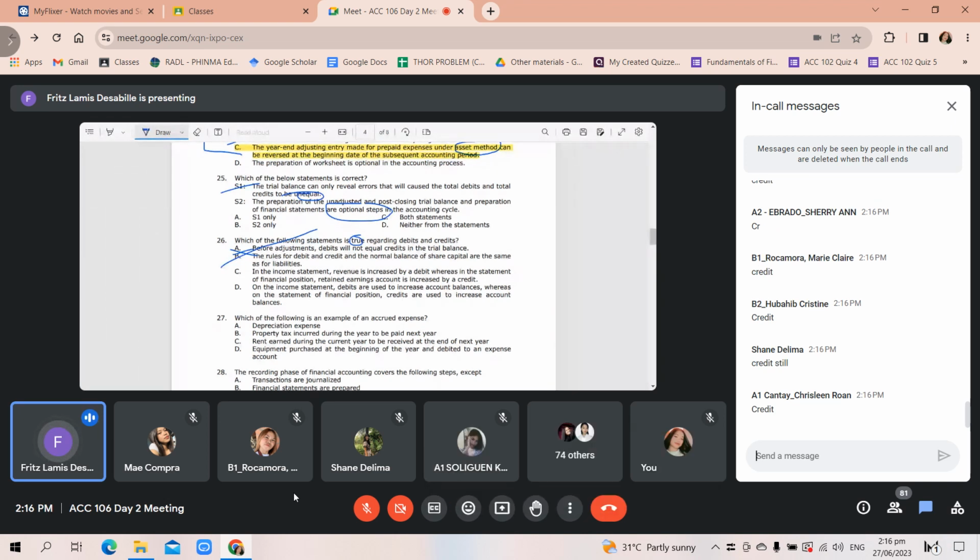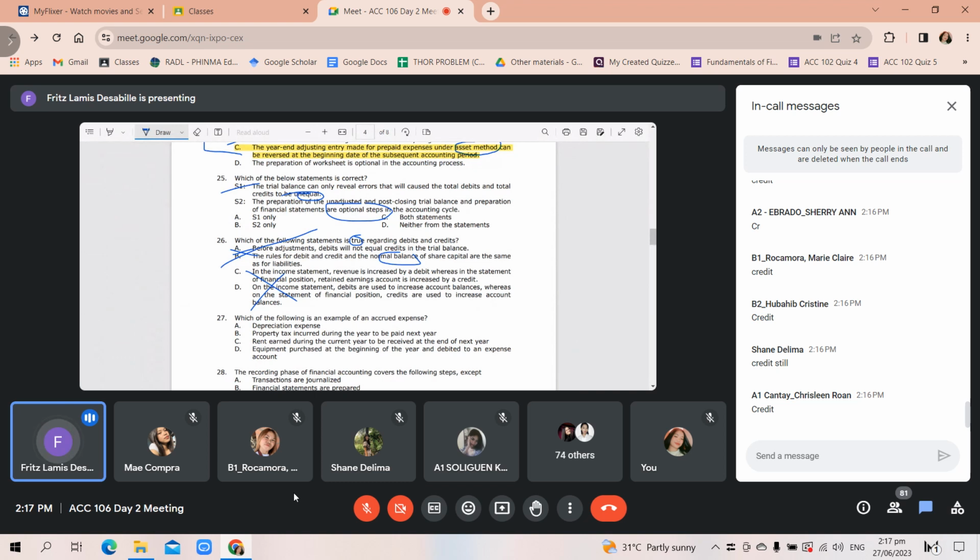To decrease capital, debit. So, the rules for the normal balances of debit and credits for share capital is the same as liabilities. So C and D is wrong, but let us read why they are wrong. So in the income statement, revenue is increased by a debit. Wrong. Revenue is increased by a credit. Letter D, on the income statement, debits are used to increase account balances, whereas on the statement of financial position, credits are used to increase account balances.